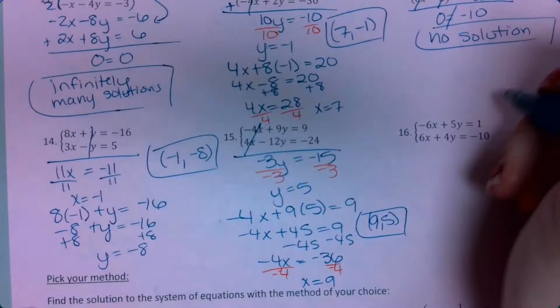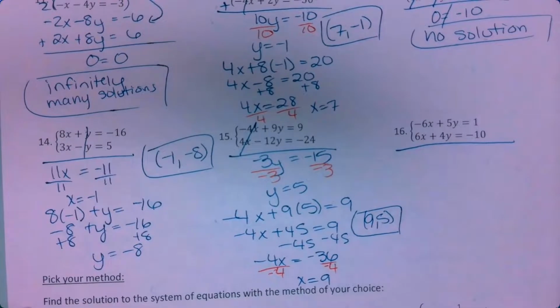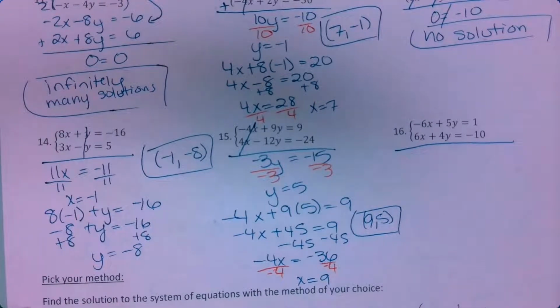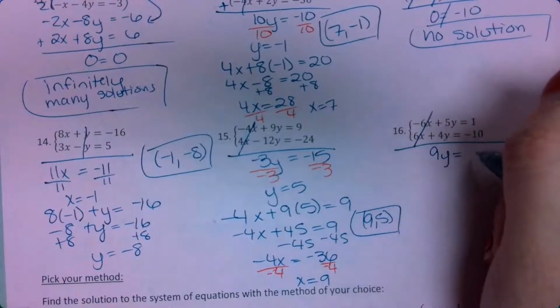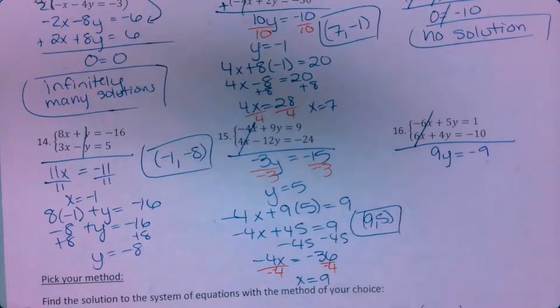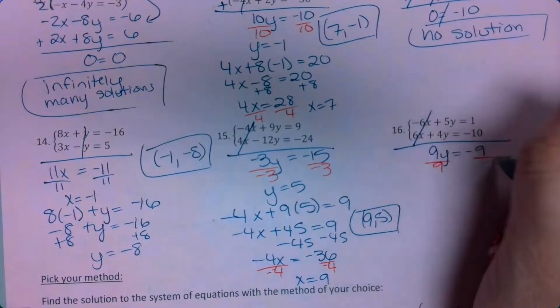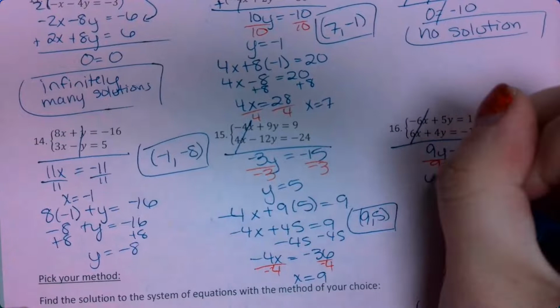On my final question, they're already opposite signs, same coefficient for x, so those are going to cancel out. 5y plus 4y equals 9y. 1 minus 10 is negative 9. And I want to go ahead and divide both sides by 9. I get y equals negative 1.